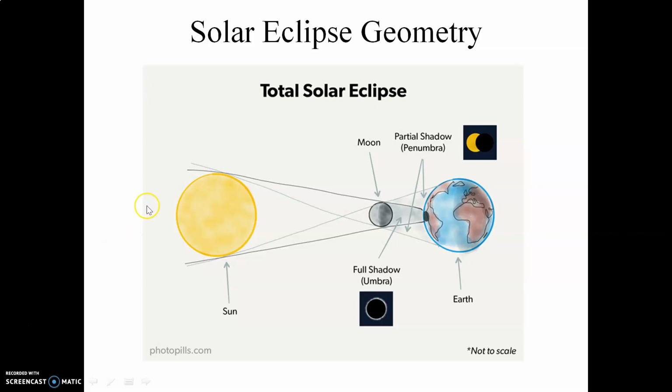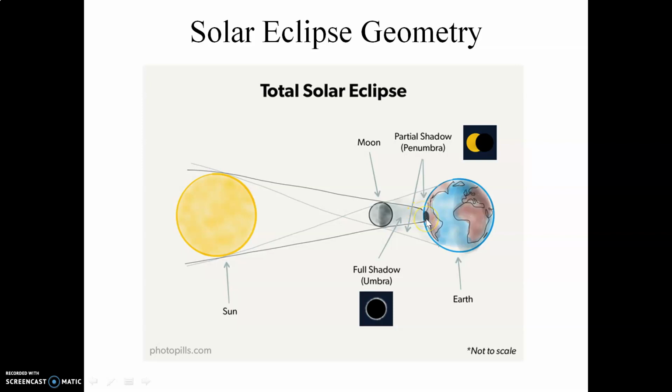So for example, you first of all have sunlight coming from the top of the sun, passing by the top of the moon like so. And then you have sunlight coming from the bottom of the sun, passing by the bottom of the moon like so. This then in 3 dimensions creates a very distinct cone-shaped shadow called the umbra. Notice that the umbra here lies on the surface of the earth.